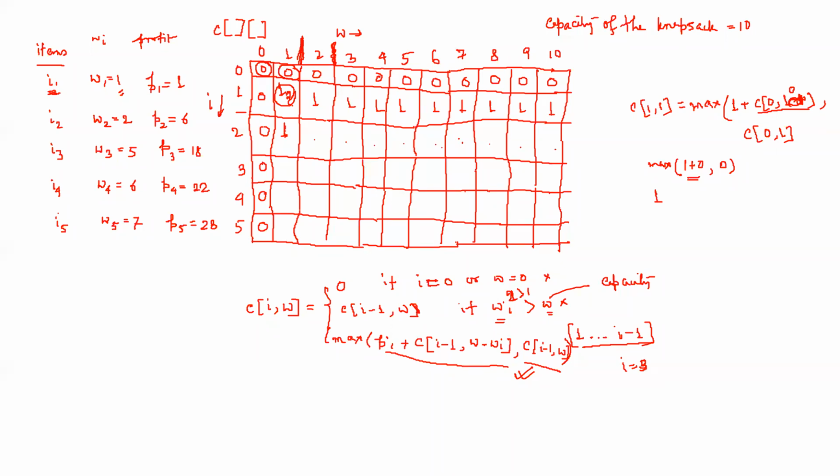What will be the value of the next cell? So if we consider this position, what will be the value? It represents that if the knapsack capacity is 2 and I have item 1 and 2, what will be the maximum profit? Forget about this table. I have item 1, weight of the item 1 is 1 and weight of the item 2 is 2. What will be the maximum profit?